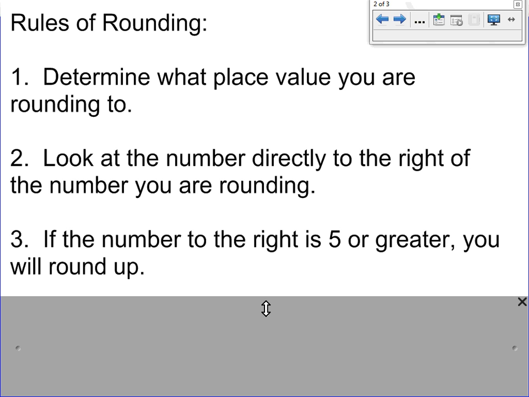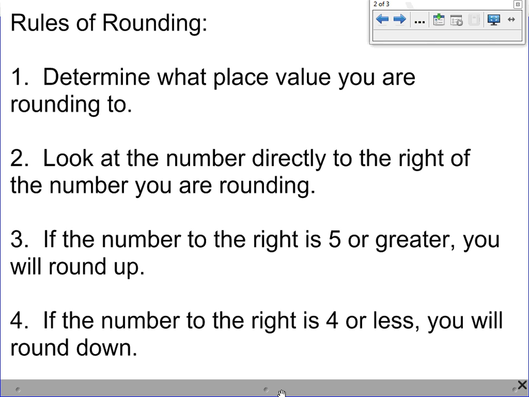The first thing is, if the number to the right is 5 or greater, you're going to round up. On the other hand, if the number is 4 or less, we're going to round down. So if you have 4, 3, 2, 1, or 0, you're going to round down. Those are the rules of rounding that we talked about on Friday.